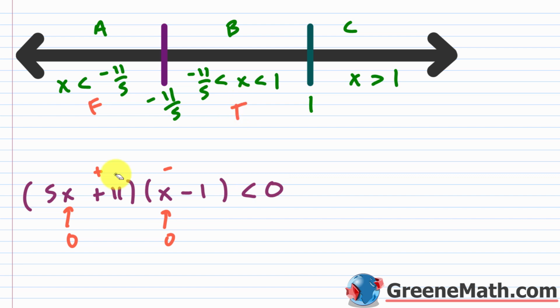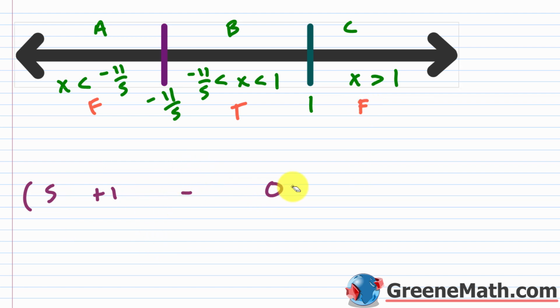So this is true. Let's get rid of this and this. And then for the last one, where x is greater than 1, let's just pick 2. Plug in a 2 there, you're going to get 1, so this is positive. Plug in a 2 there, 5 times 2 is 10, 10 plus 11 is 21. That's going to be positive as well. Positive times positive is positive, and that's never going to be less than 0. So let's go ahead and say this is false.